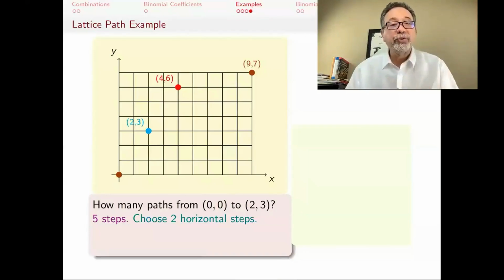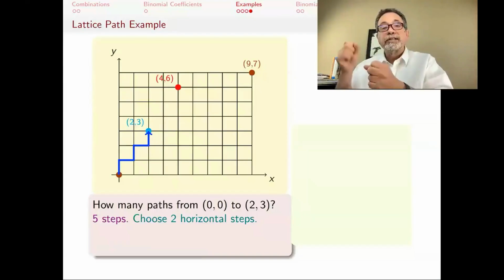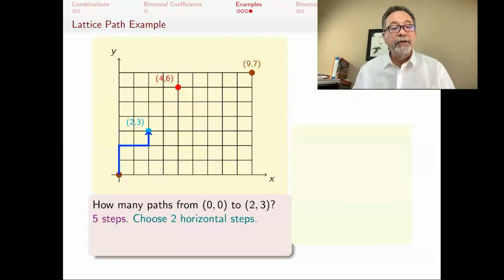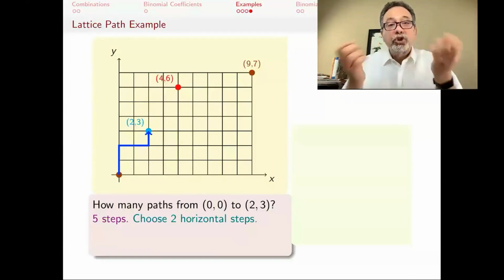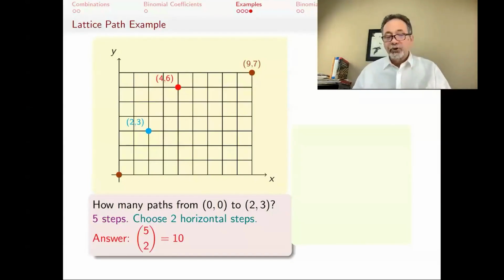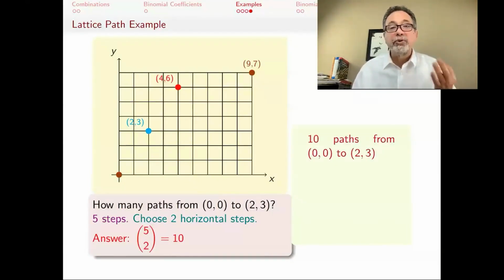The only thing you really have to do is decide when the horizontal steps are going to happen. For example, you have step 1, step 2, step 3, step 4, step 5. Each of these is either north or east. For the horizontal steps, the east steps, you have to pick where they are in that sequence. In this case, they're step 2 and step 4. And in this other one, the horizontal ones are step 3 and step 4. So how many ways can you choose 2 horizontal steps out of those 5 steps? You have 5 choose 2, which is 10 choices. So let's record that: there are 10 paths from 0,0 to 2,3.